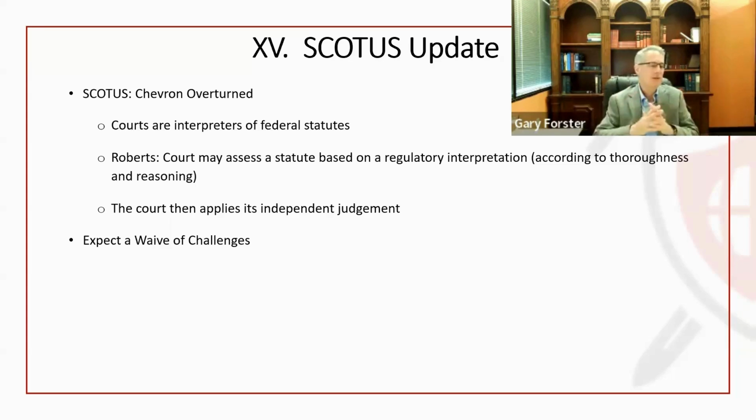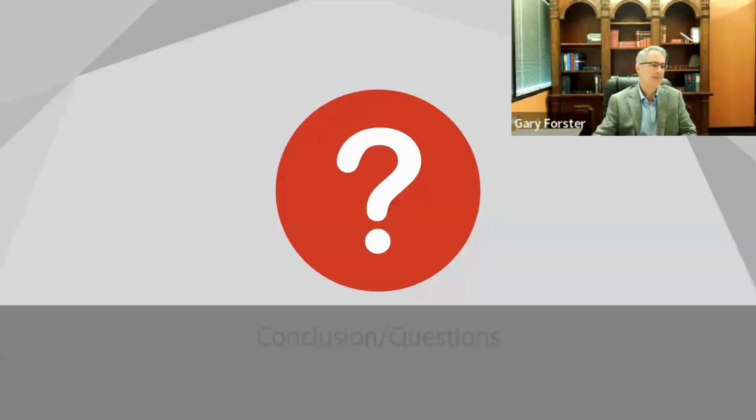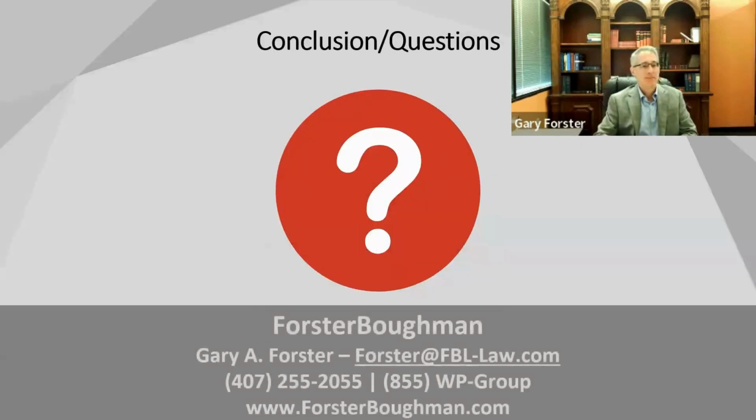So the majority, written by Roberts, said, no, we don't have to follow the regulations. The court applies its independent judgment. We can look at the regulations, and it's a factor, but it completely upended this idea where the courts must follow the regulations. So you're going to have a wave of challenges now to different areas of law that were once really in many ways subject to regulations. And that's it.